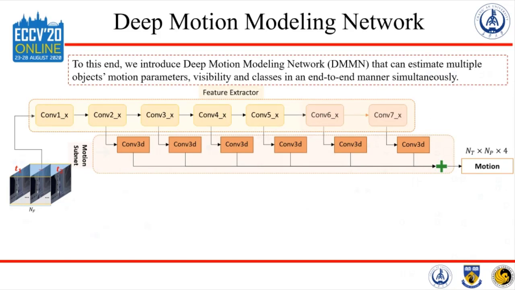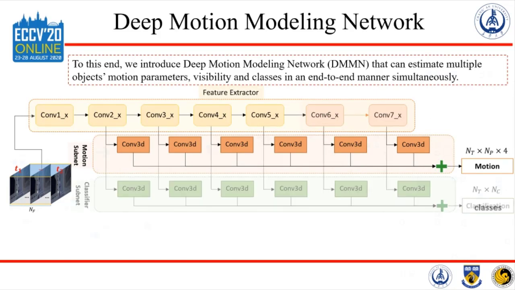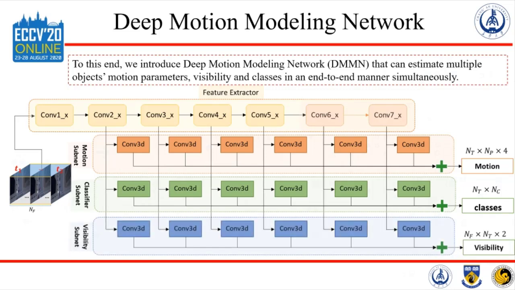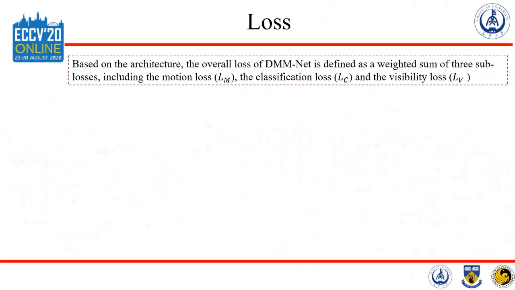The second subnet is the motion subnet. It can estimate the motion parameters of all the anchor tubes. The third subnet is the classifier subnet. It can estimate all the anchor tubes' classes. The last subnet is the visibility subnet. It can estimate the visibility of all the anchor tubes.